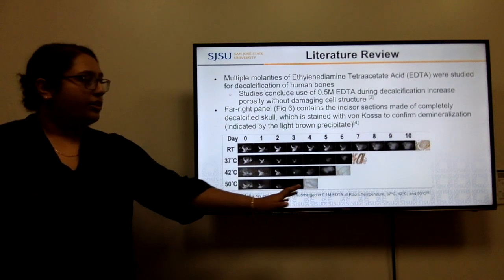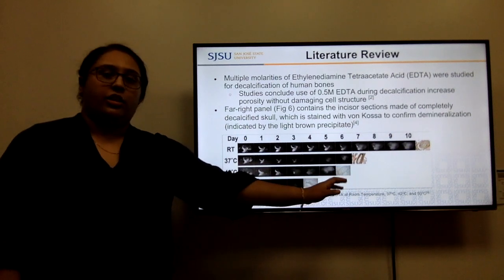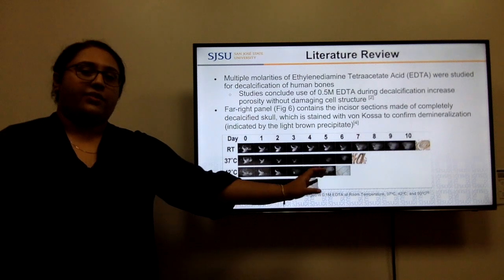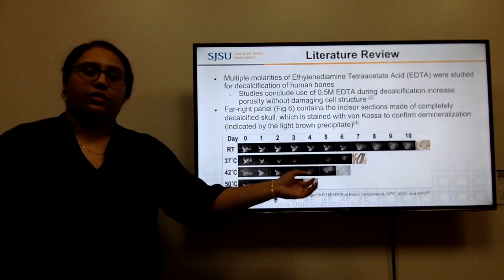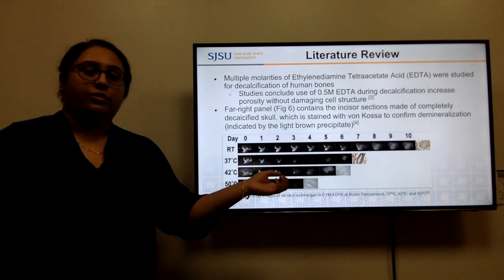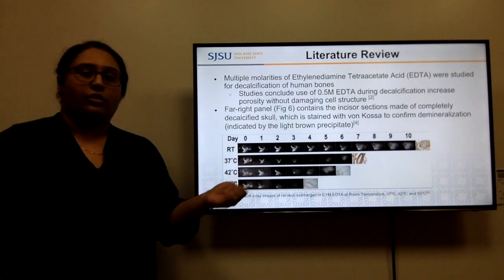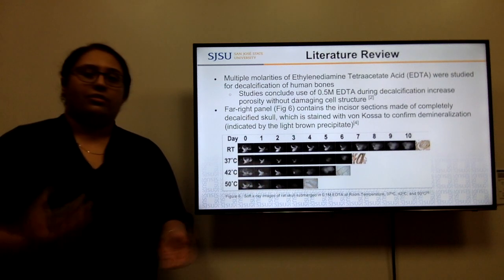And the image on the leftmost here shows the completely decalcified incisor of a rat, which is colored through the use of the Von Kossa and additional methods.